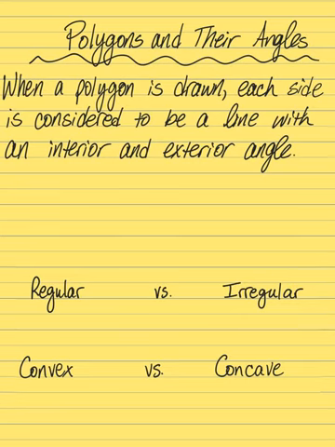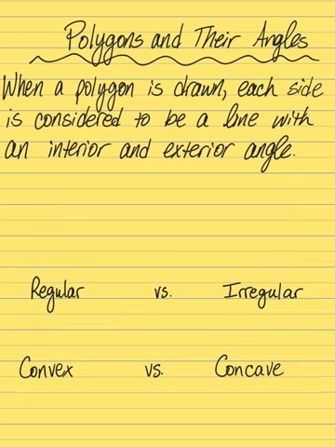Today's lesson we're going to be talking about polygons and their angles. A polygon is basically a shape that has 3 or more sides. Poly means many, gon we're going to say means side. So think of a triangle has 3 sides, a rectangle or a square has 4, a pentagon has 5, a hexagon has 6. So we have all these different shapes that have different number of sides.